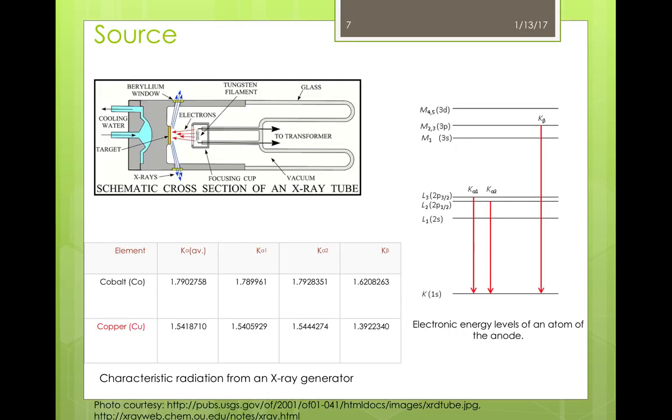However, in order for these electrons to go from a higher energy level to a lower one, some energy must be released. This energy released is in the form of X-rays. A characteristic amount of radiation is emitted from the target material depending on the energy level of the atom as well as what target material is used. Typically, the target material is copper, and the characteristic radiation is classified as either K alpha 1 or 2 or K beta.